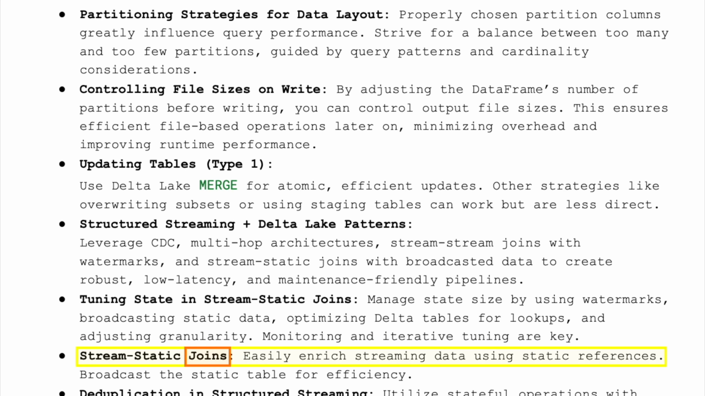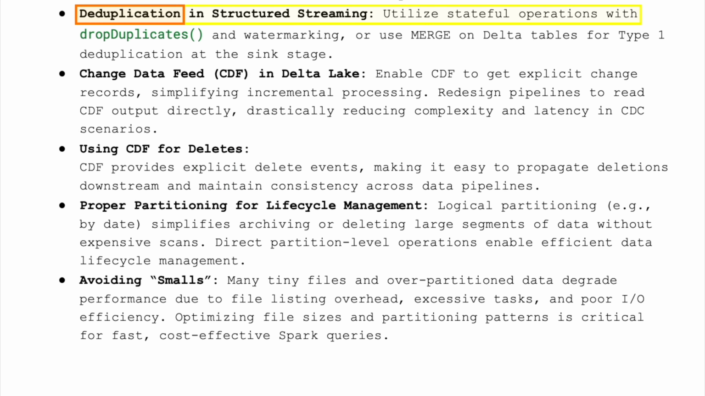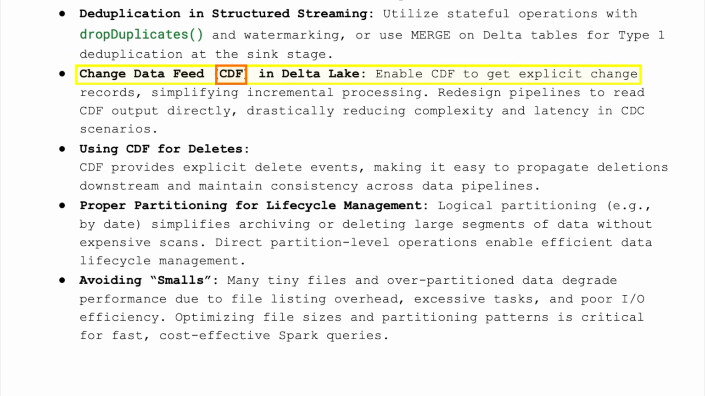Stream-static joins: easily enrich streaming data using static references. Broadcast the static table for efficiency. Deduplication in structured streaming: utilize stateful operations with dropDuplicates and watermarking, or use merge on Delta tables for type 1 deduplication at the sink stage. Change data feed, CDF, in Delta Lake. Enable CDF to get explicit change records, simplifying incremental processing. Redesign pipelines to read CDF output directly, drastically reducing complexity and latency in CDC scenarios.